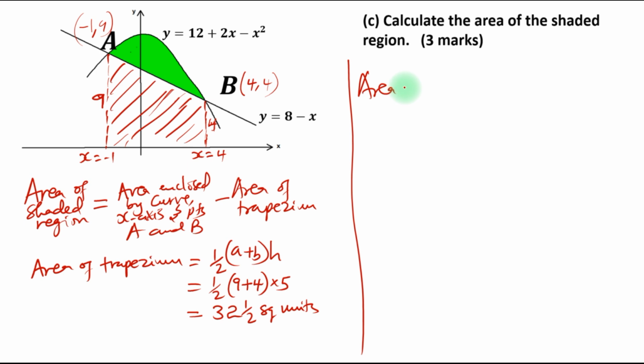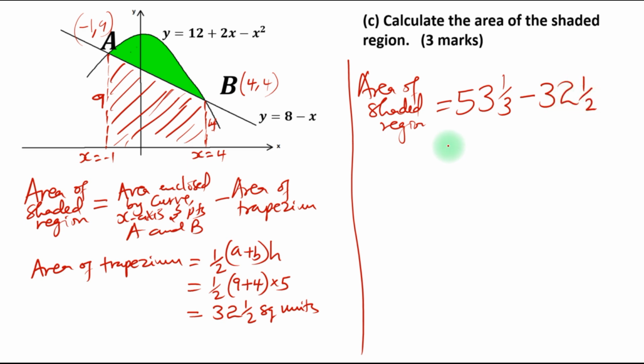And therefore, now to get the area of the shaded region, it shall be the area bounded by the curve, x-axis and points A and B, which we got is 53 and a third, then minus the area of this trapezium, and I found that it is 32 and a half. And therefore, if we work it out, we end up getting 20 and 5 over 6 square units.